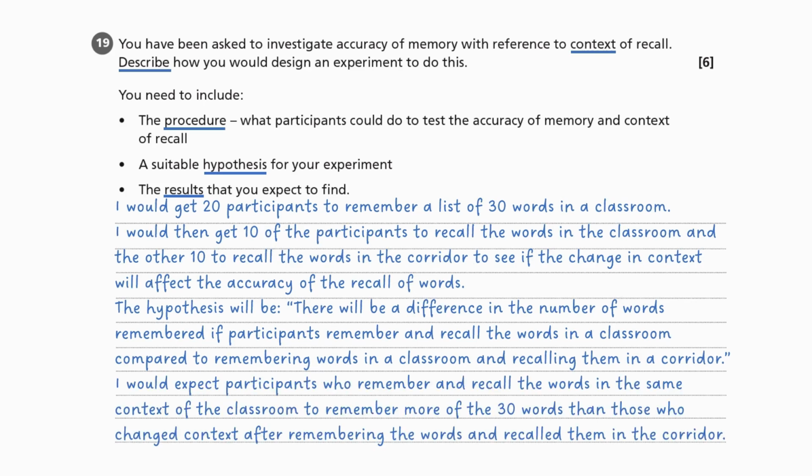And the last is the results that you would expect to find. So I would expect participants who remember and recall the words in the same context of the classroom to remember more of the 30 words than those who changed context after remembering the words and recalled them in the corridor. So as you can see there, that is in line with research into context, which says that if you keep the same context, then your memory is going to be more accurate. Whereas if you change context, then your memory is going to be less accurate.